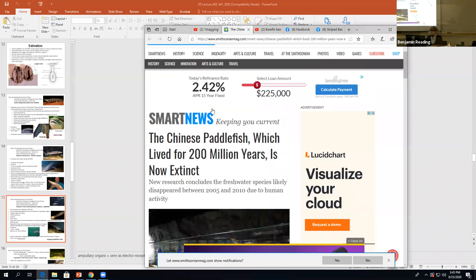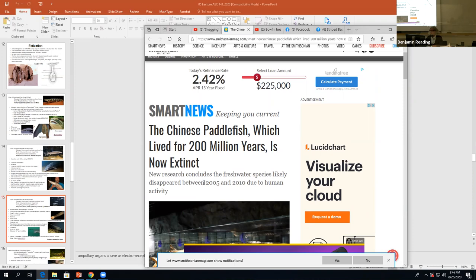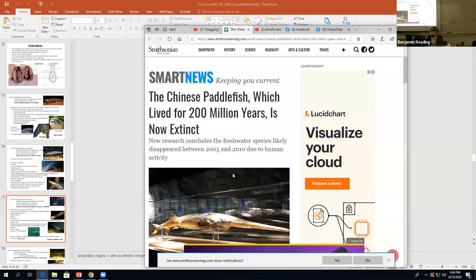So the Chinese paddlefish, which lived for 200 million years, is now extinct. The freshwater species likely disappeared sometime between 2005 and 2010. Again, due to human activity. So this is habitat modification and things like that. Dams on the rivers, water pollution, channelization, things like that.